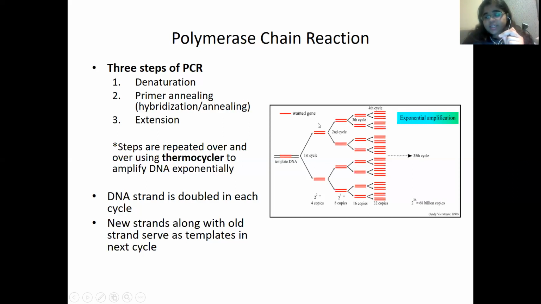It doubled, right? 1, 2, then it doubled again. So essentially it's 2 to the n, where n is the number of cycles. The number of copies would equal 2 to the n, so you go with the number of cycles to find how many copies you would end up with.